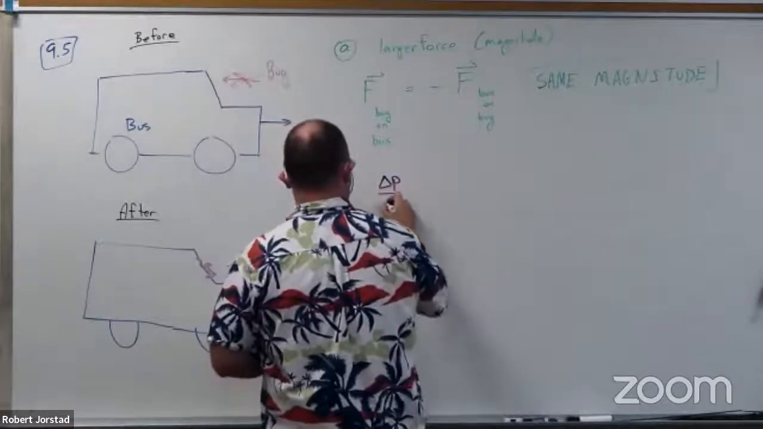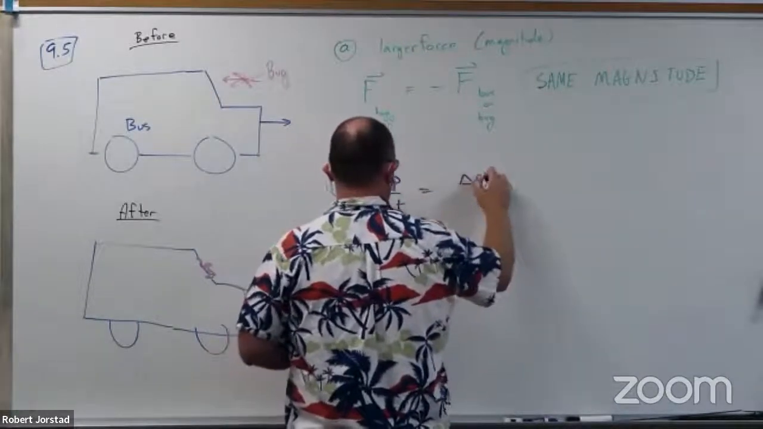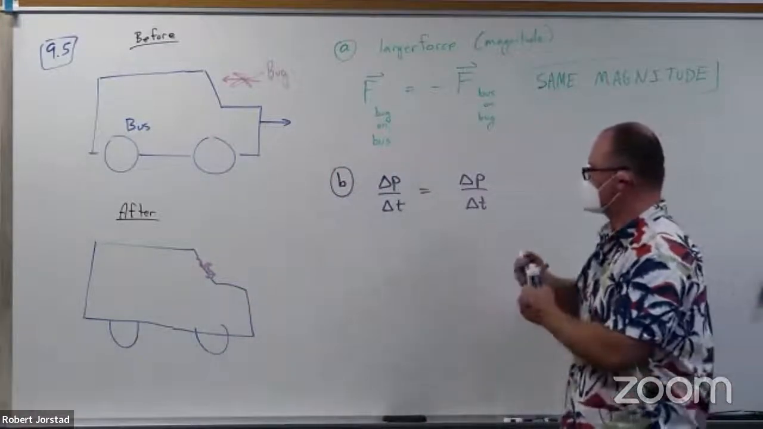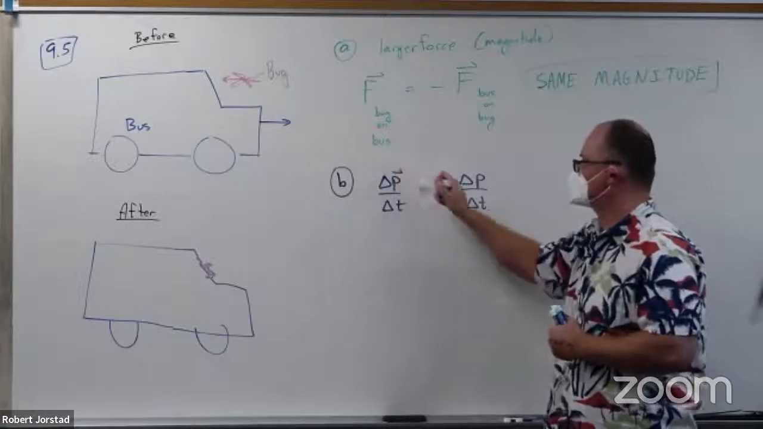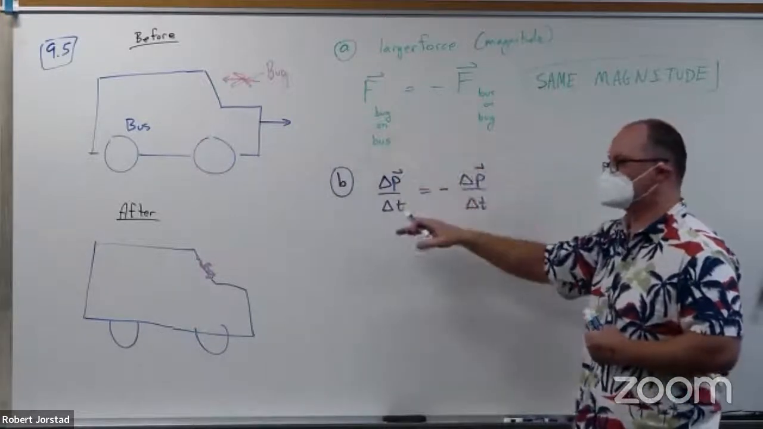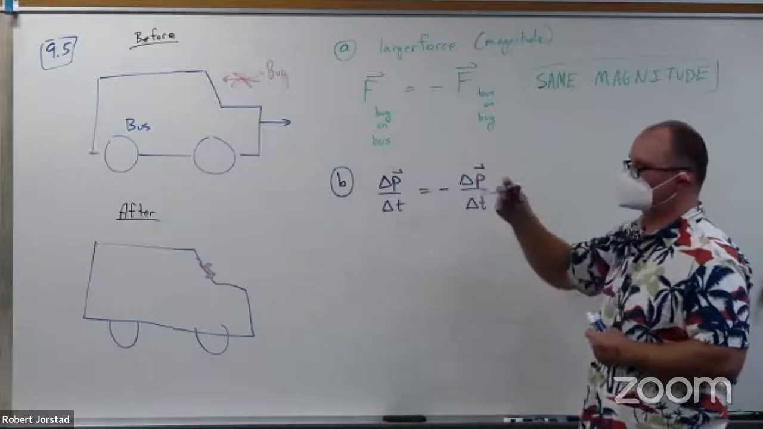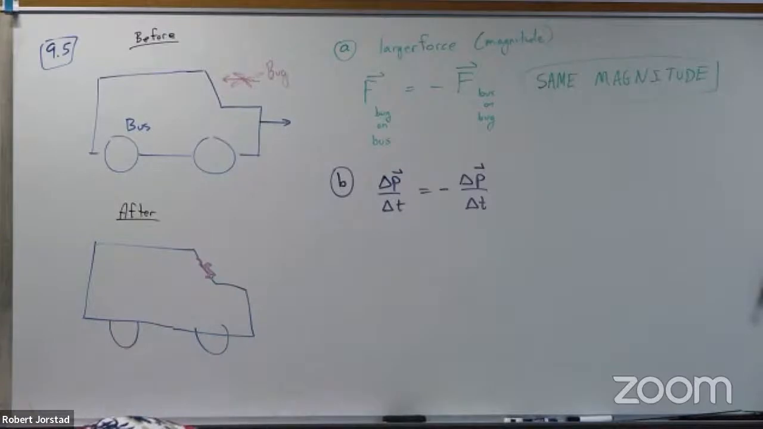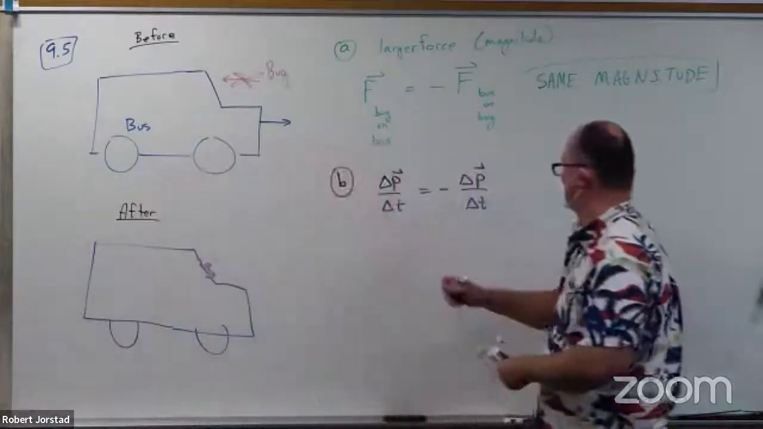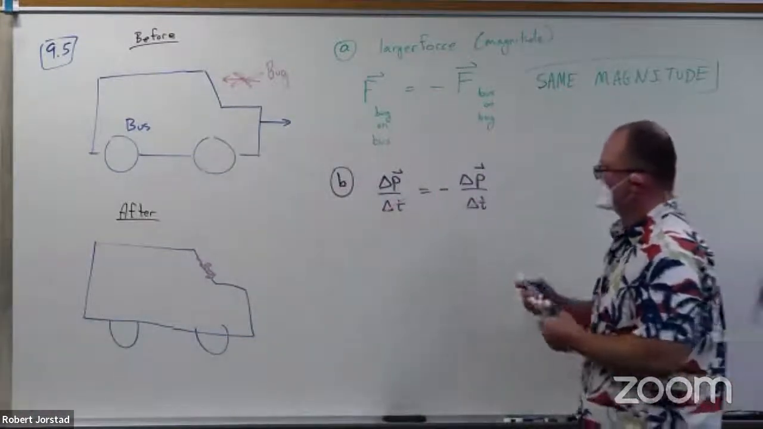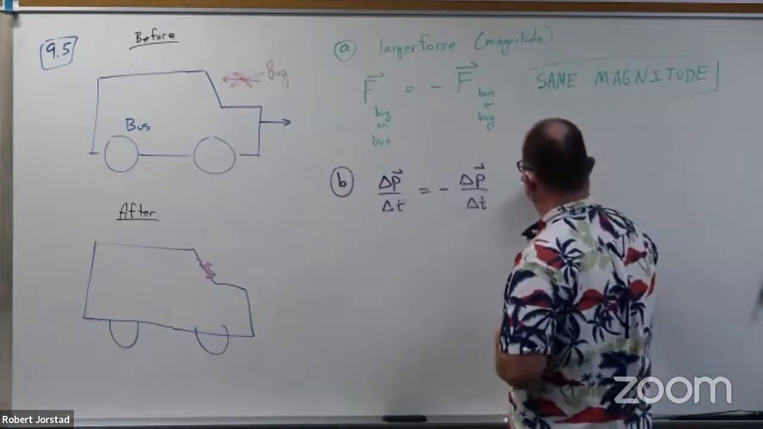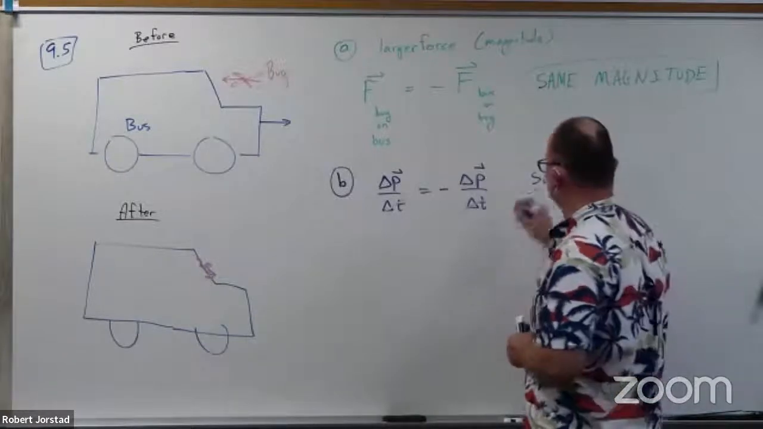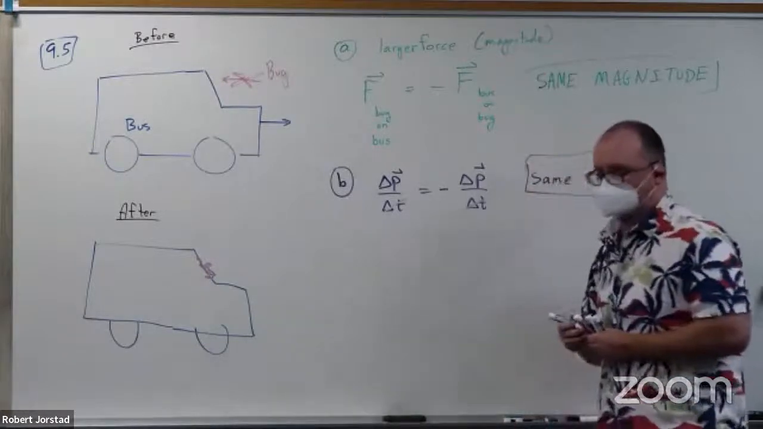Force is delta P over delta T, so delta P equals F delta T. They have the same collision time. There's a minus sign, right? The bug is in contact with the bus for the collision the same amount of time, right? I don't know, I'll explain it in a moment. It's the next question. You'll see. And then we'll take our break after this, right?